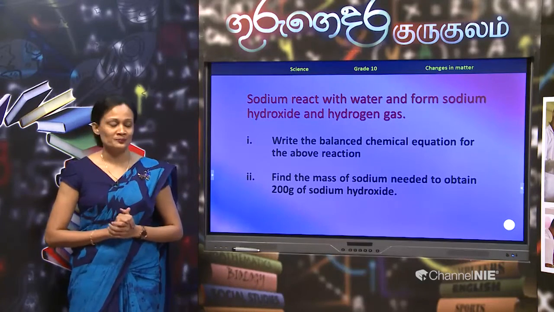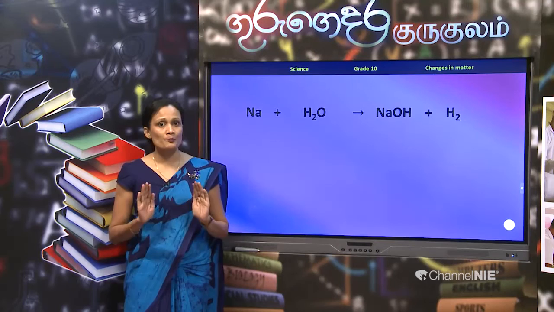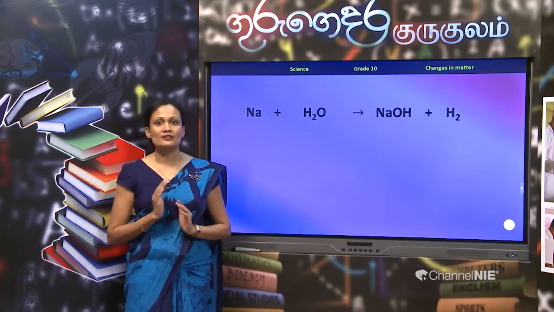I will help you. The reaction between sodium and water. Sodium reacts with water and forms sodium hydroxide and hydrogen. So I used the chemical formulas of sodium and water. Sodium is represented by Na, water is represented by H2O. Then the products are sodium hydroxide, NaOH, and hydrogen gas H2. This is not the balanced equation. Now I am going to balance that one by using the inspection method.